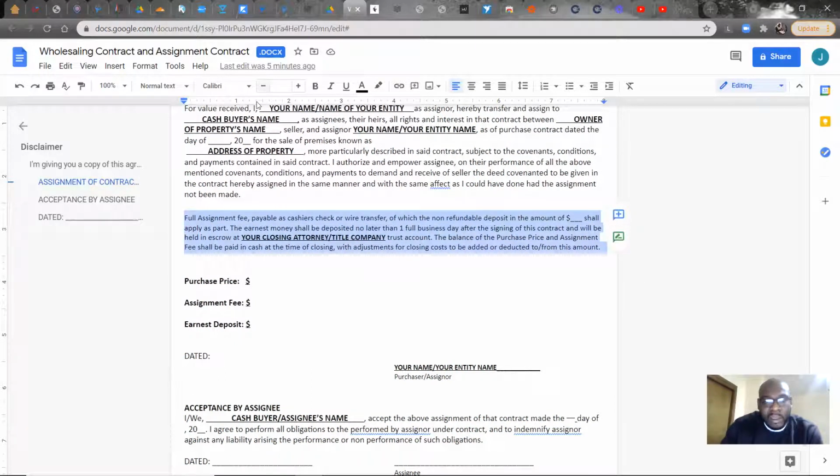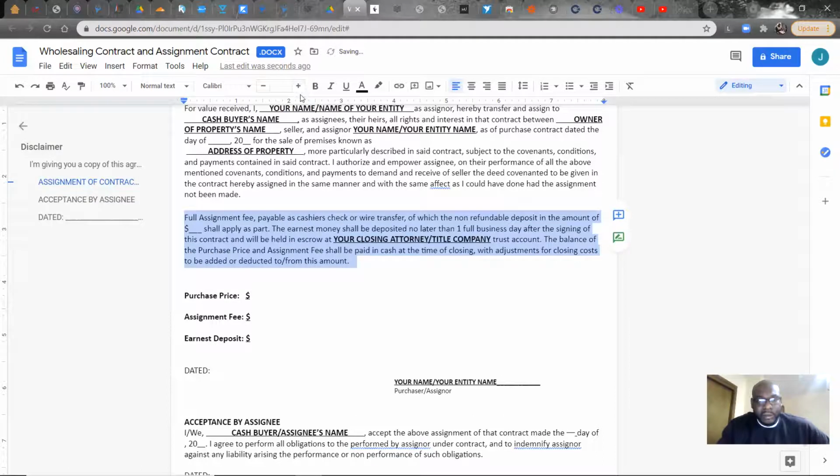So I would do something like 25% of your assignment fee. All right. So if your assignment fee is $10,000, they put up $2,500 as non-refundable deposit. And no cash buyer is gonna argue with this if they're actually planning on following through. But if they're sketchy and they're not really planning on following through, they might have some bullshit to say. But you don't want to deal with them anyway, right? Unless they're serious.